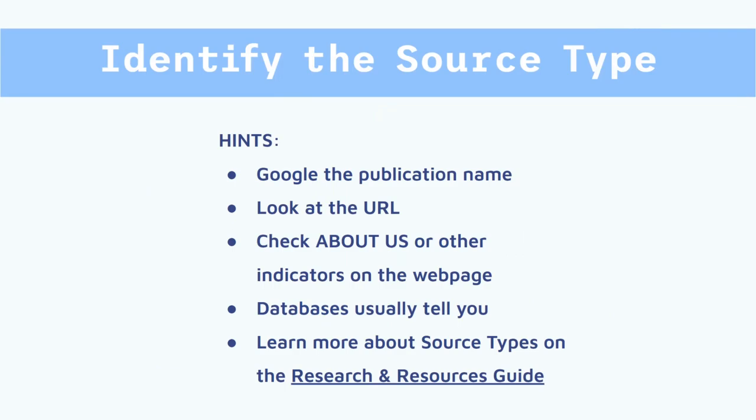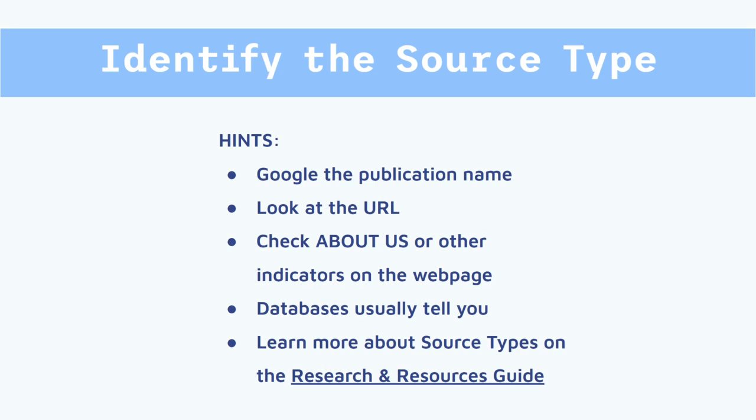So if you're not familiar with different source types, that is a whole other lesson. But here are some hints to help you identify a source type. You can Google the publication name. So for instance, if you Google the Inlander, Google will tell you, oh, this is a community newspaper in the Spokane area. So now I know my source type is newspaper. You can also look at the URL. The URL is the web address at the top of the screen. And sometimes you'll see in that web address something like blog. Okay, then my source type is blog.